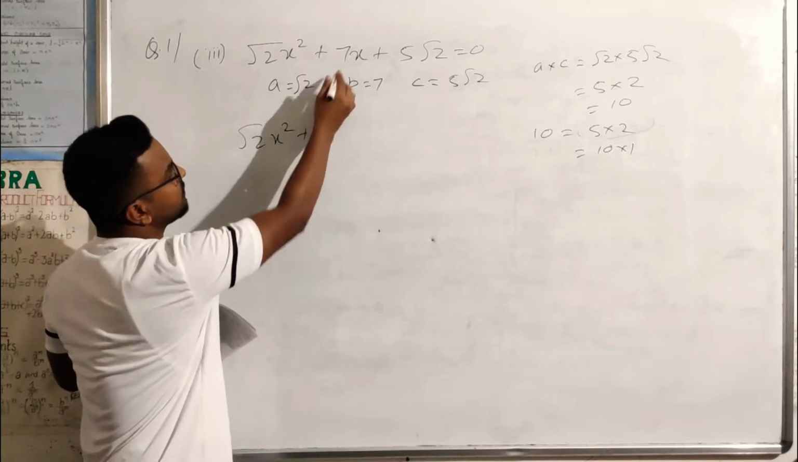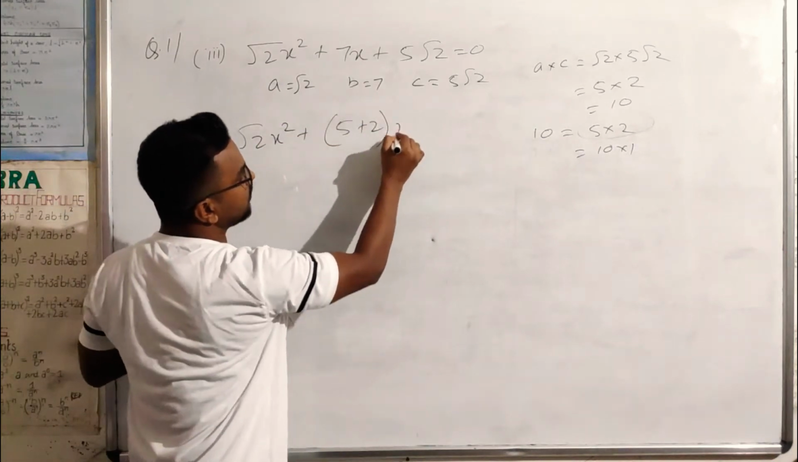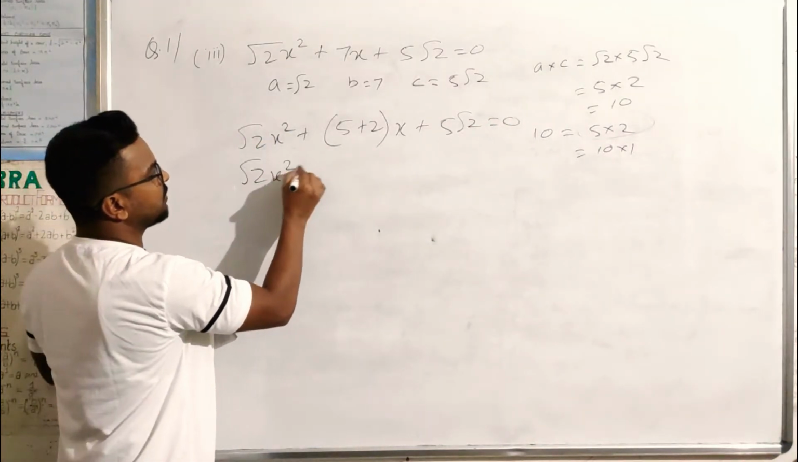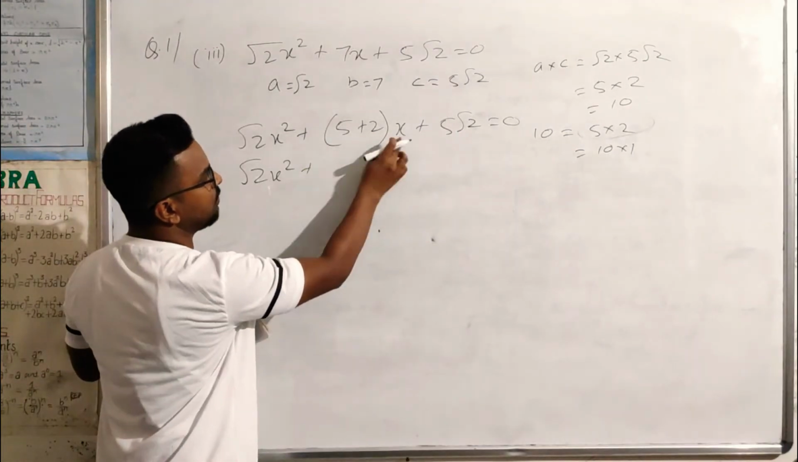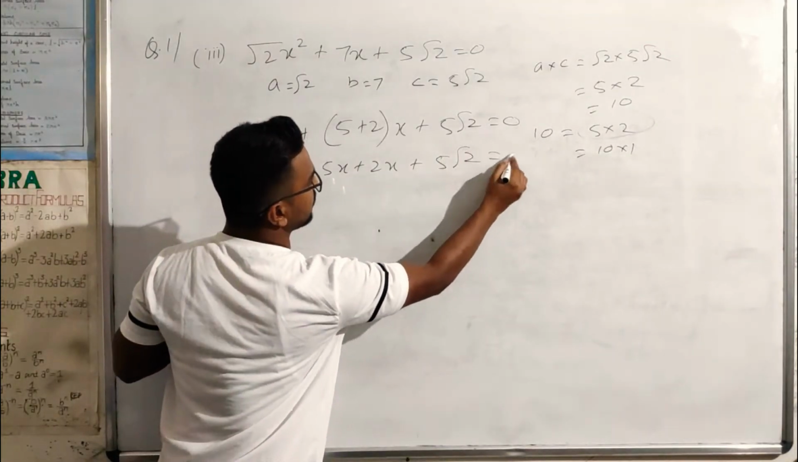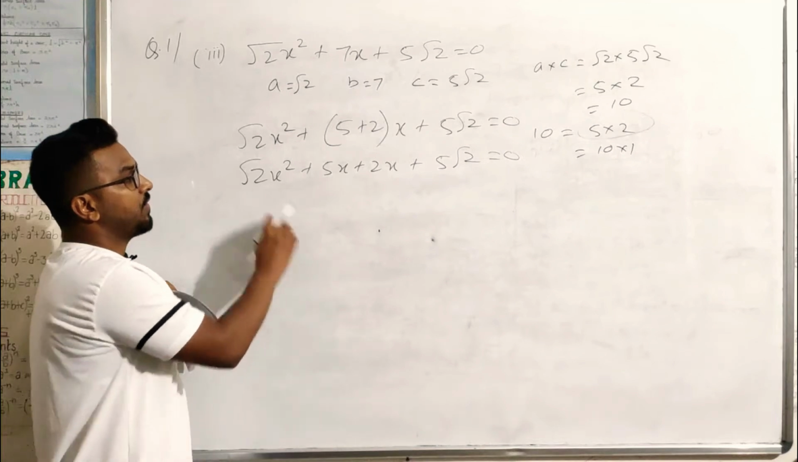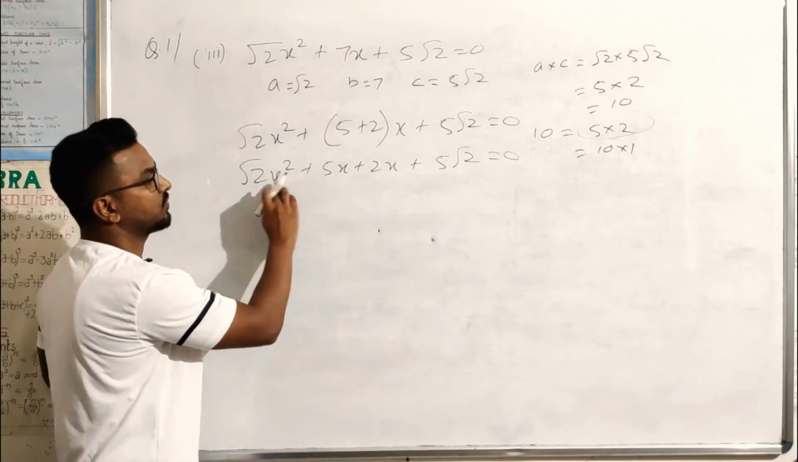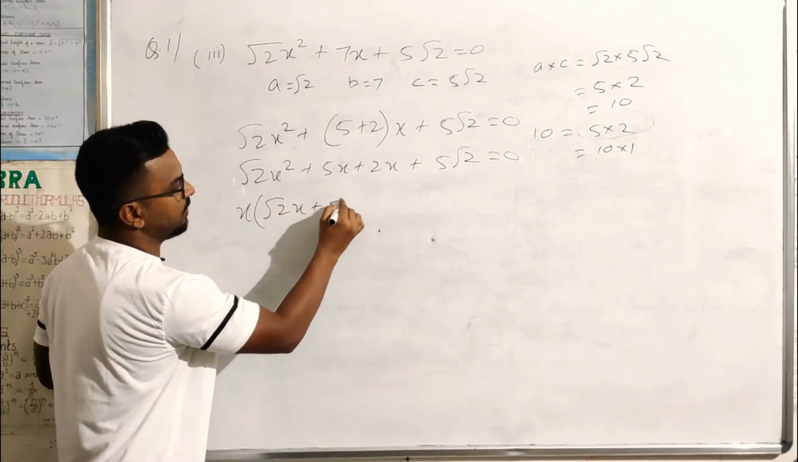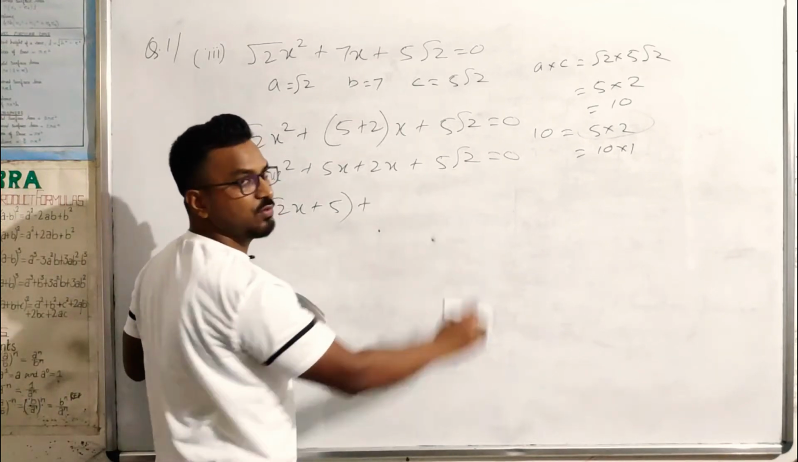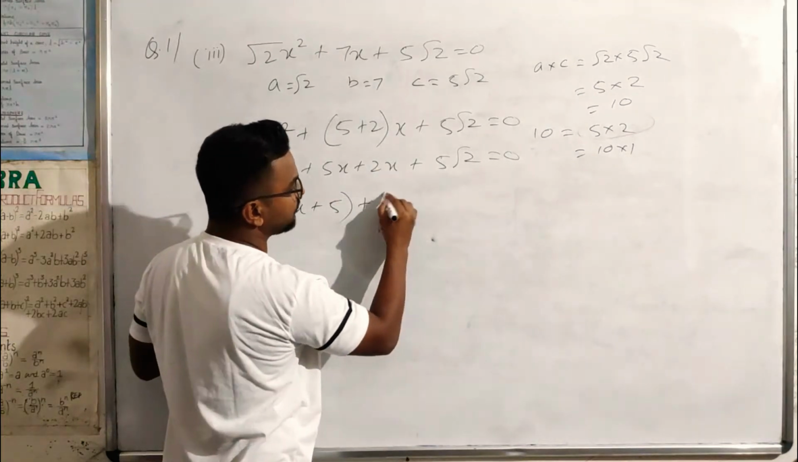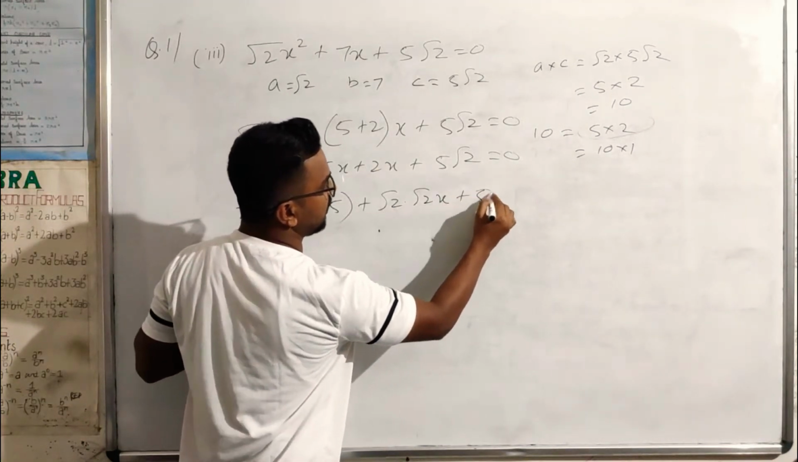Now root 2 x square plus 7x can be written as 5 plus 2 into x plus 5 root 2 equals 0. So root 2 x square plus, if you open this bracket and multiply with x, it becomes 5x plus 2x plus 5 root 2 equals 0. Next, we'll see what the common factor is in these two terms. The common factor is x. If you take out x, what will remain is root 2 x and here 5. Plus, what is the common factor in these two? The common factor is root 2.